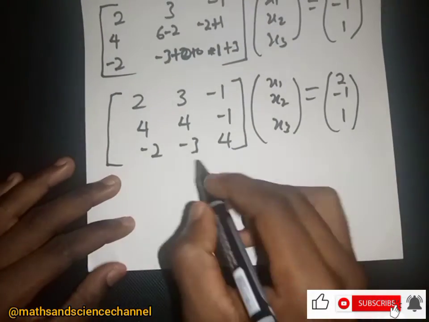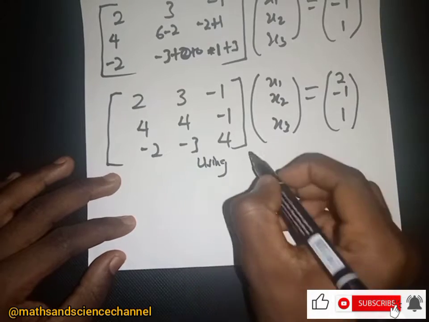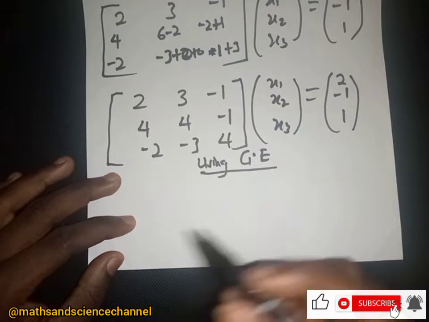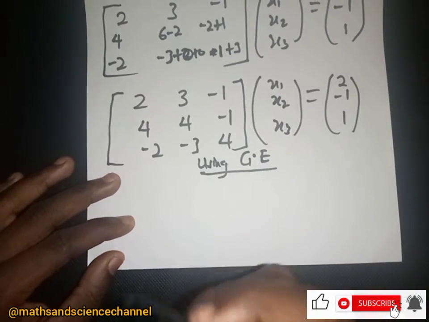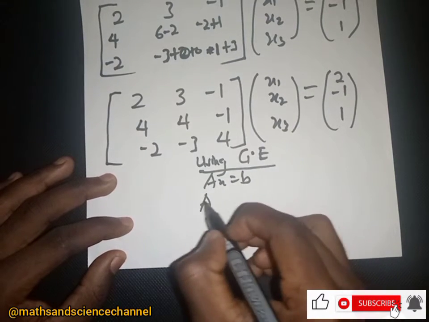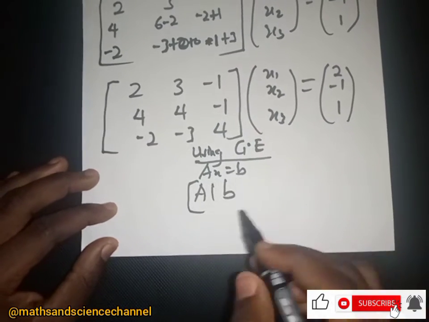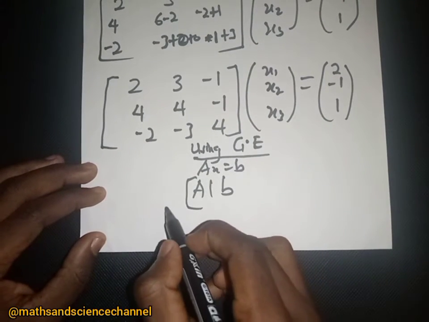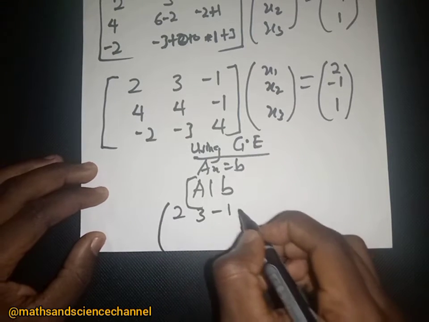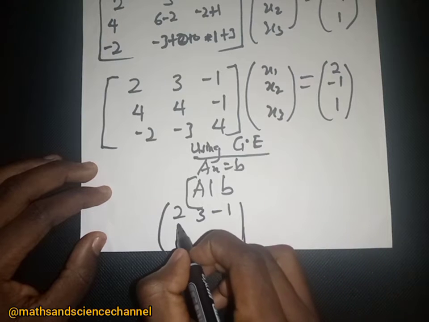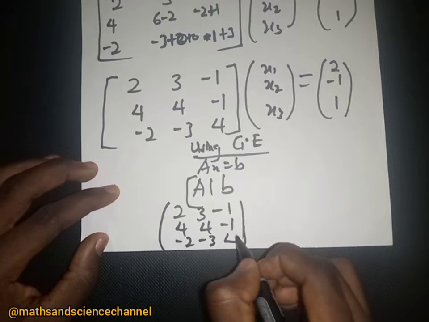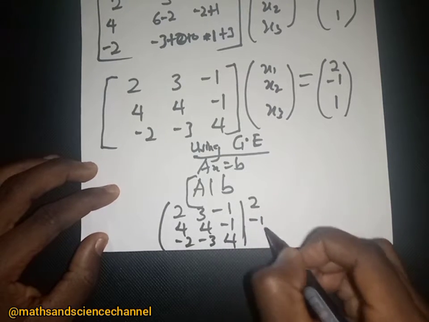Alright, so over here we are using Gaussian elimination, right? We are going to use Gaussian elimination in doing this, and for that we have to form the augmented system, Ax equal to b, right? So where A, we have b here. So in this system our A is just 2, 3, -1 here, then we have 4, 4, -1, then also we have -2, -3, then 4 here. So we can have 2, -1, 1 here.